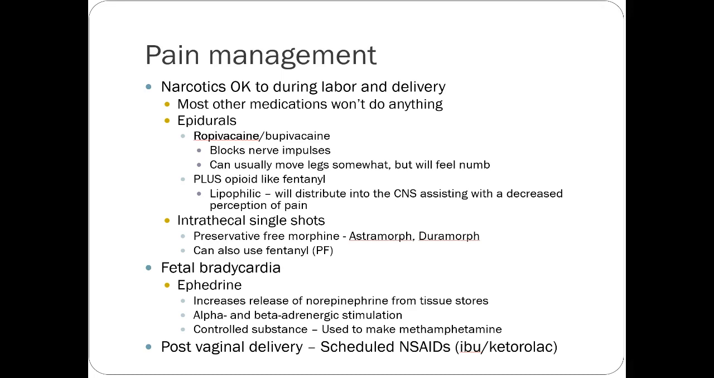A couple options you can do here if you don't want to give a continuous infusion, or if you don't have time to set up an epidural, are to get an intrathecal shot in. You can do preservative-free morphine. There are a couple of morphine products, Astramorph and Duramorph, which last really long, like 24-hour durations. They just sit in the intrathecal space for quite a while, and it takes them a while to fluctuate out and get metabolized. You can also use fentanyl for this purpose, but fentanyl will not last as long as morphine.